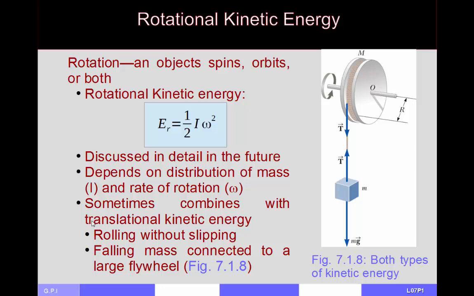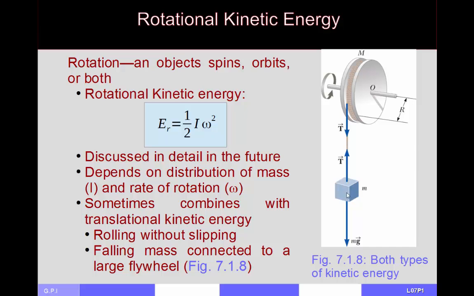And for completeness, this is often combined with translational kinetic energy because you can have stuff like rolling without slipping, which we talked about in a previous example. You can also have a mass which is falling and connected to a large flywheel. So for example, as this mass falls, it's going to be picking up kinetic energy in exchange for losing some, basically, potential energy, which we'll talk about in a minute.